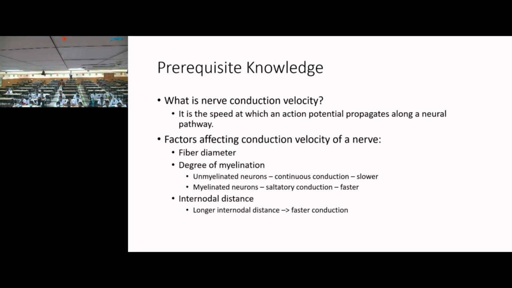One is your fiber diameter. As the diameter is going to increase, what will happen to the speed of the conduction? It is going to be faster. It is also your myelination, whether it's an unmyelinated fiber or a myelinated fiber, as well as your internodal distance, which is also going to play a role here.